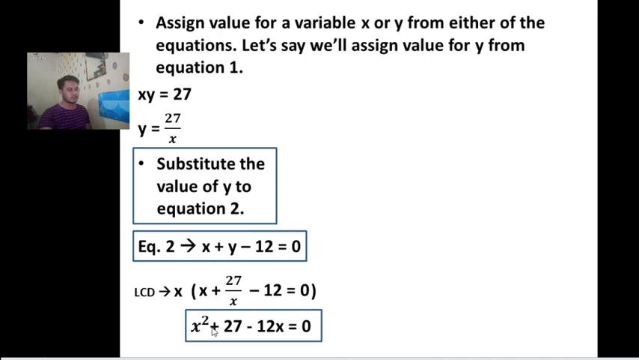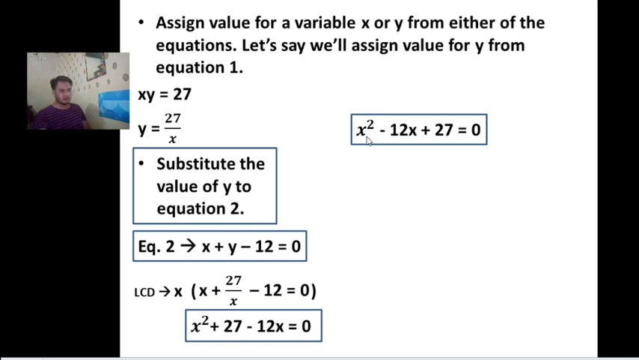Now, our quadratic equation here, the terms are not properly arranged. So we will arrange the terms according to the order of terms. The quadratic term will come first, followed by the linear term, and then by the constant term. So we have the equation x squared minus 12x plus 27 equals 0. Note that we are just arranging our terms, so we don't need to change the sign.